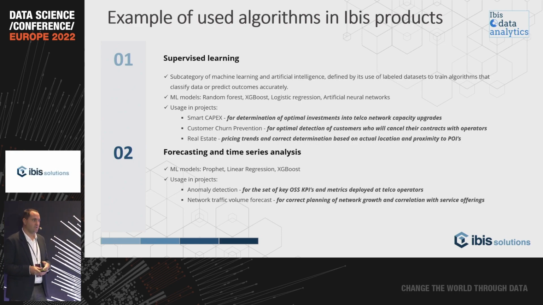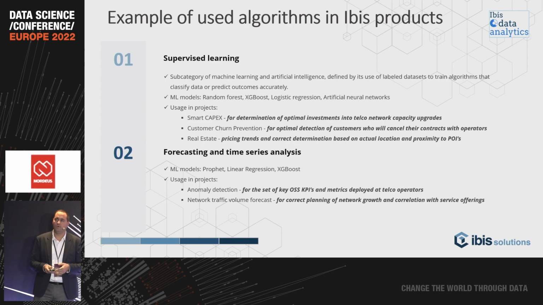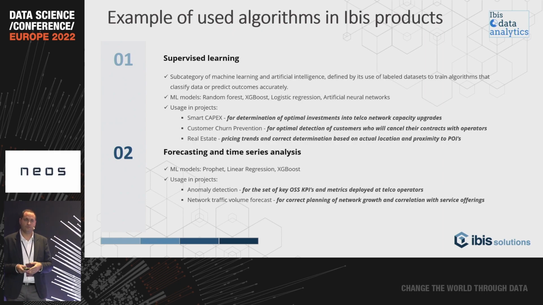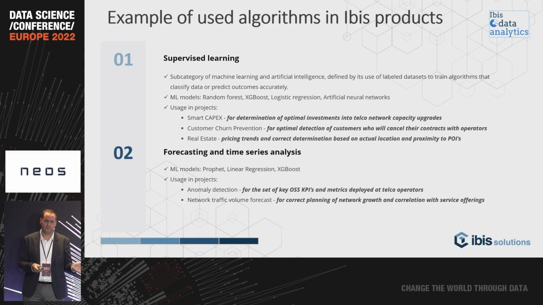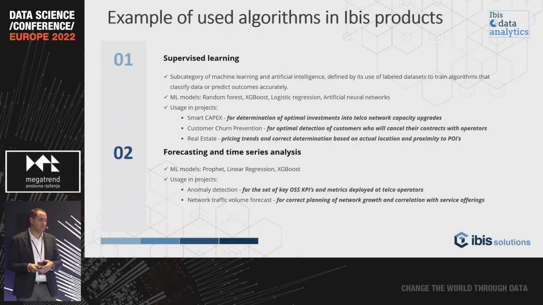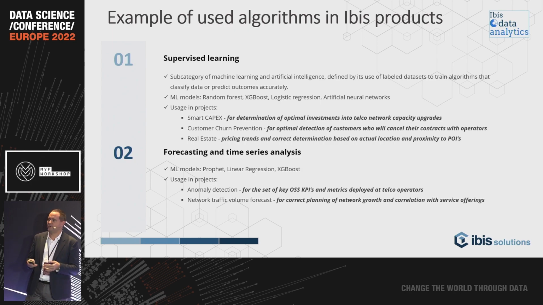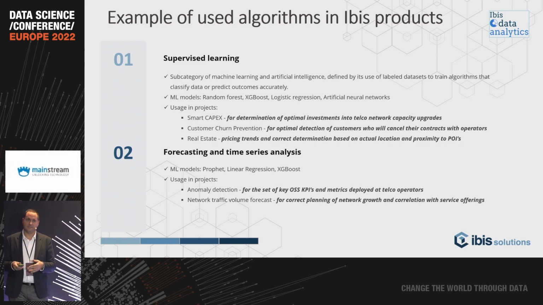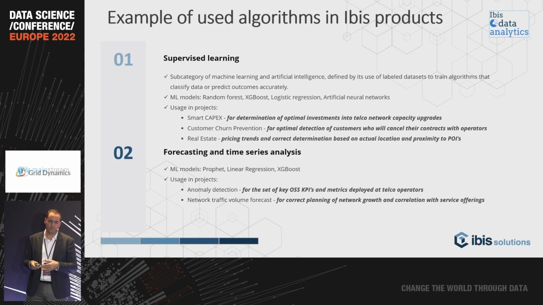One of them I will focus particularly on today is called Smart CAPEX, and this is our solution for optimal placement of investments within the telco operator ecosystem. We have also churn prevention, and this is something that is relevant for both the fintech and telco industry. We have, of course, the so-called churn metrics. So we want to analyze the behavior, predict trends, and make a decision what to do in order to prevent the customers from leaving your company.